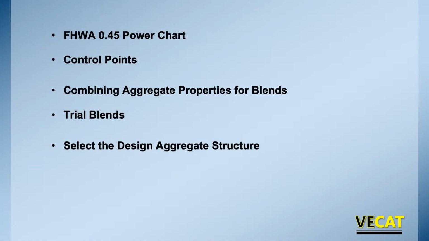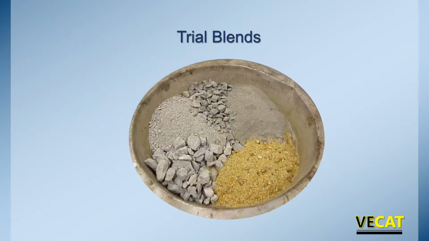One of the most important things that you need to learn when doing a Superpave mix design is the Power 45 chart developed by the FHWA. We're going to talk about control points. We're going to talk about combining aggregates for each of our blends. We're going to talk about our trial blends, and we're going to select the design aggregate structure that works best for us. Here's an example of a batch of trial blends.